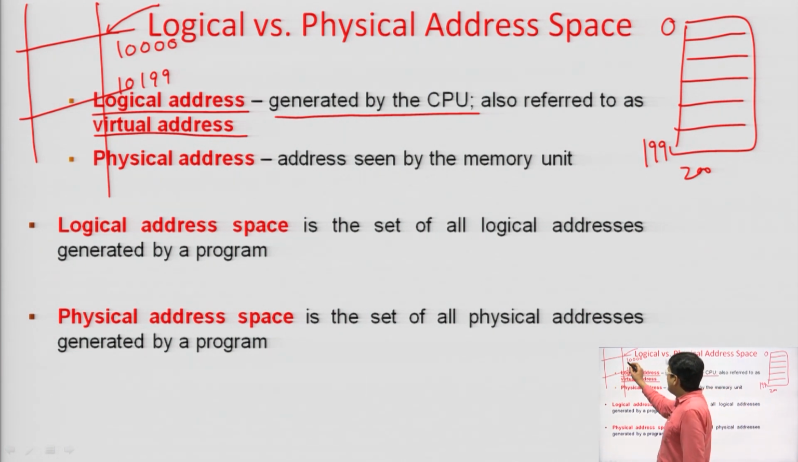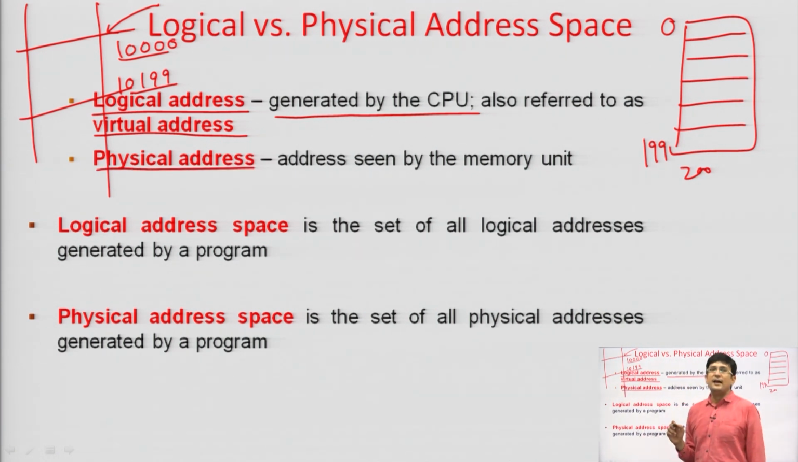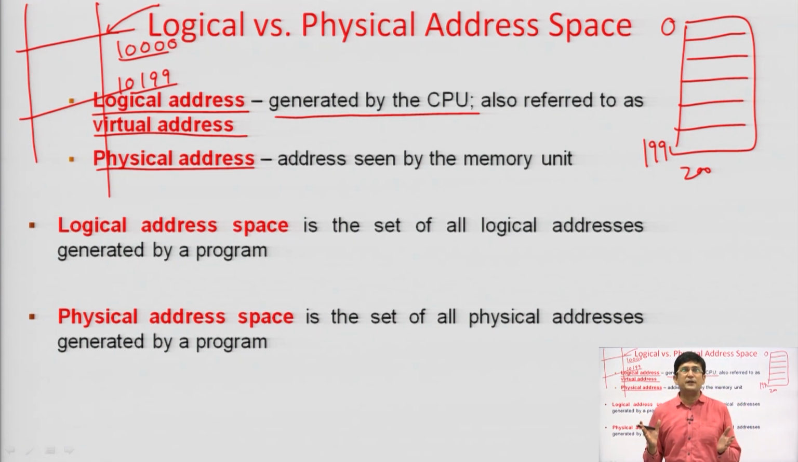This address, or any address between 10,000 and 10,199, is known as the physical address. The physical address is the address of any instruction in the main memory. So, the CPU is referring to the logical address, and that process is stored somewhere in the physical memory or the RAM. The address of the desired instruction in the main memory will be the physical address.